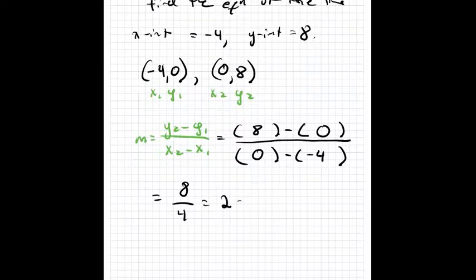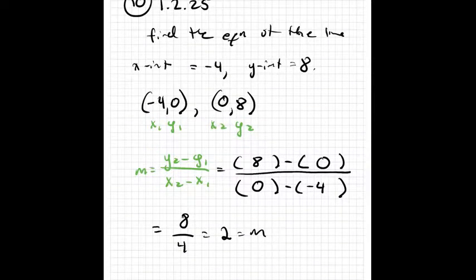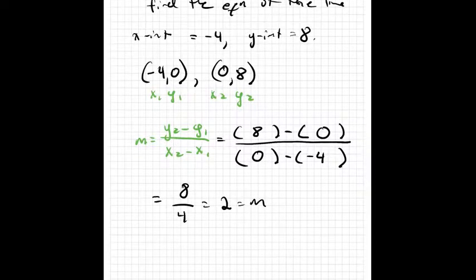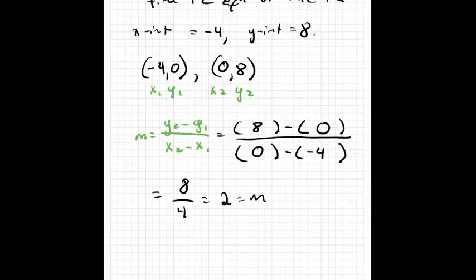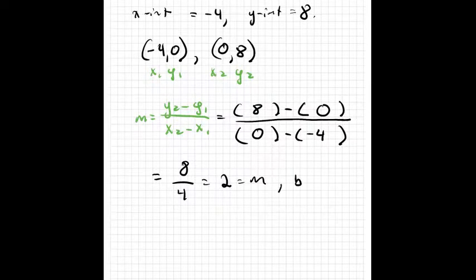So if that's the slope, the y-intercept is when x is 0, so our b is 8. I got it from this point right here. The b is our y-intercept. They gave us the y-intercept, so they gave us the b. So then the equation of our line is going to be y equals 2x plus 8.